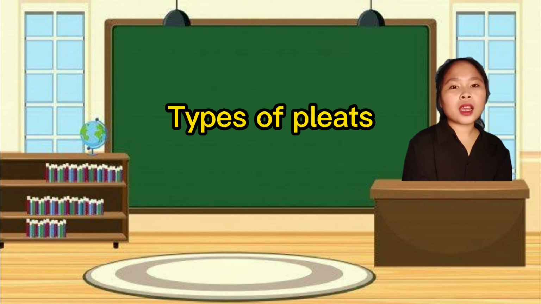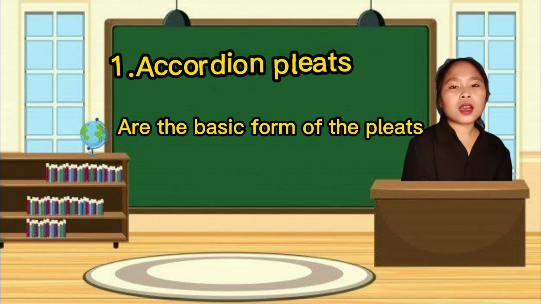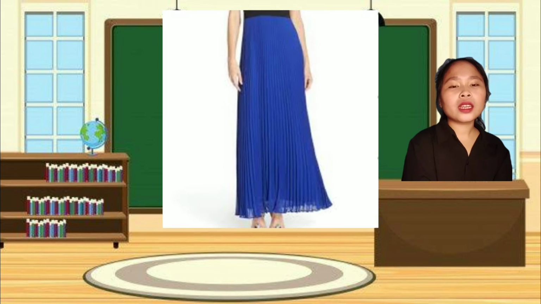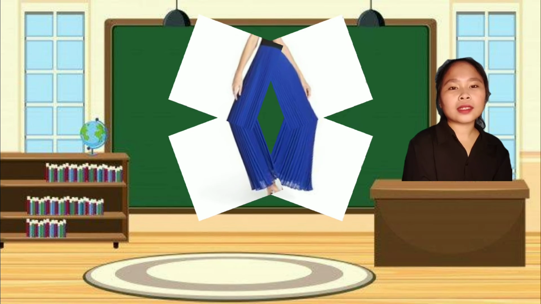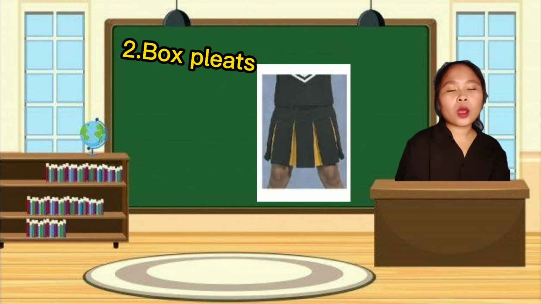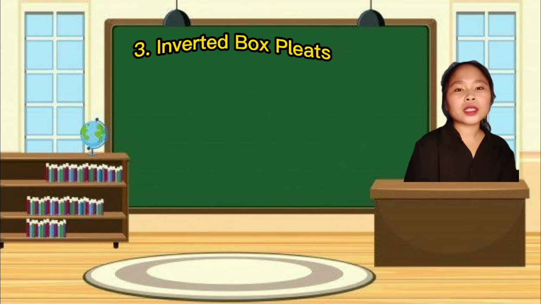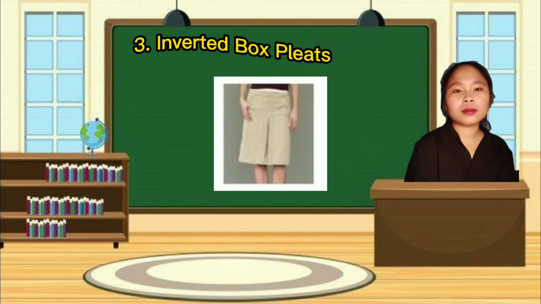Types of pleats. Accordion pleats are the most basic form of pleats. Accordion pleats are rarely used in dressmaking but are used to make folding pants. Box pleats are knife pleats back to back and have a tendency to spring out from the waistline. They also create a bulkier seam. Inverted box pleats have the box on the inside rather than the outside.